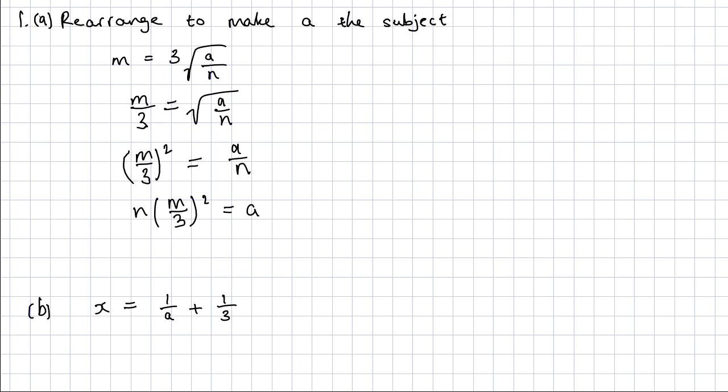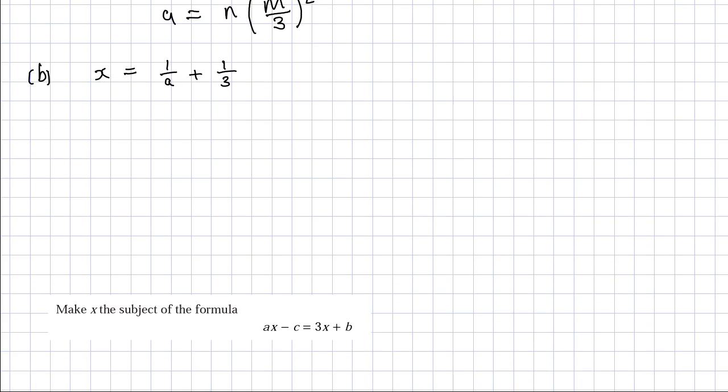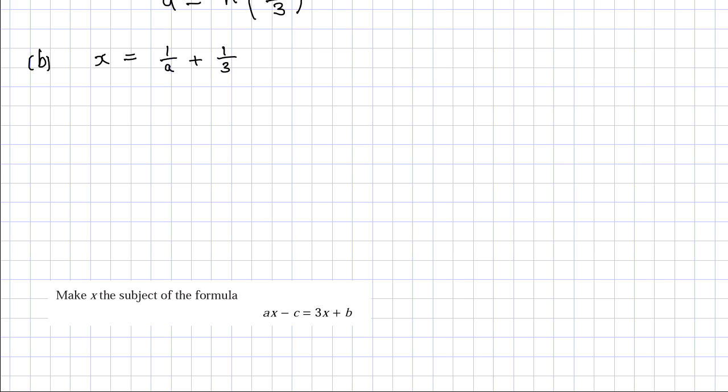Now, because I'm making A the subject, A really should be at the front. So I'm going to change this to A is equal to n and then m over 3 squared. And that's my answer. Now in this next question, I have fractions again, but it's a little bit different.